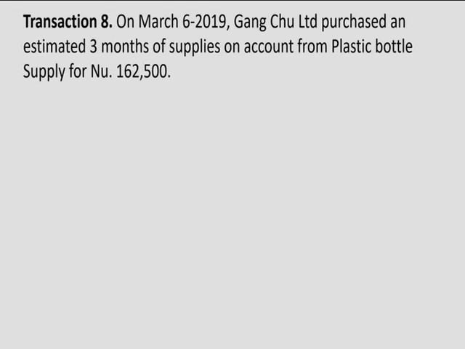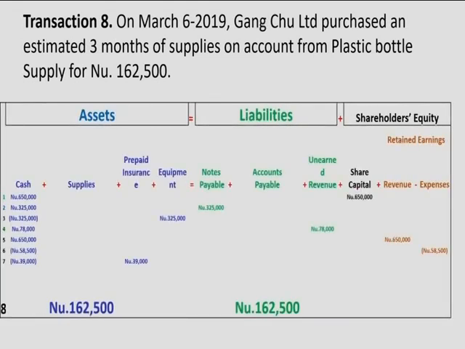The 8th transaction is on March 6, Gangchu purchased an estimated 3 months supplies on account, plastic bottles from a plastic bottle supply company, worth Newton 162,500. So Gangchu has purchased supplies that can last for 3 months. It's worth 162,500. So again, this is going to have effects on Gangchu Limited's accounting equation.